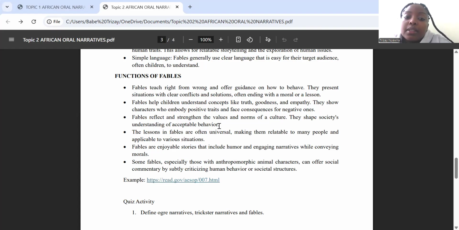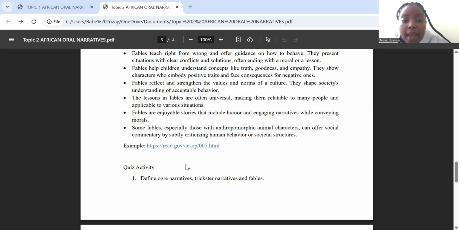The lessons in fables are often universal, making them relatable to many people and applicable to various situations. So, a fable from a community that is not yours would benefit you since they're universal. They do not specialize in one community. The next function: fables are enjoyable stories that include humor and engaging narratives while conveying morals. And lastly, some fables, especially those with anthropomorphic animal characters, can offer social commentary by subtly criticizing human behavior or societal structures. So that is social awareness.